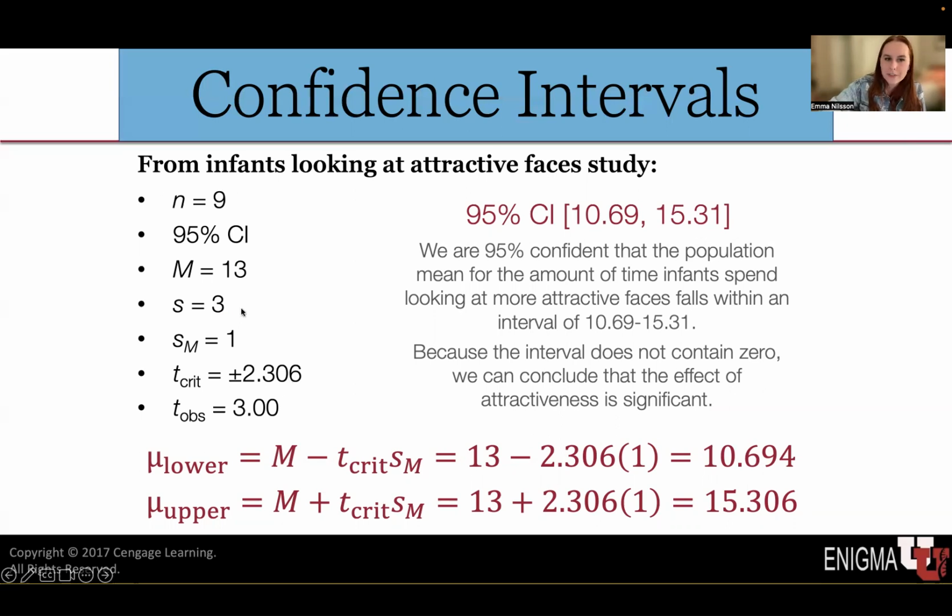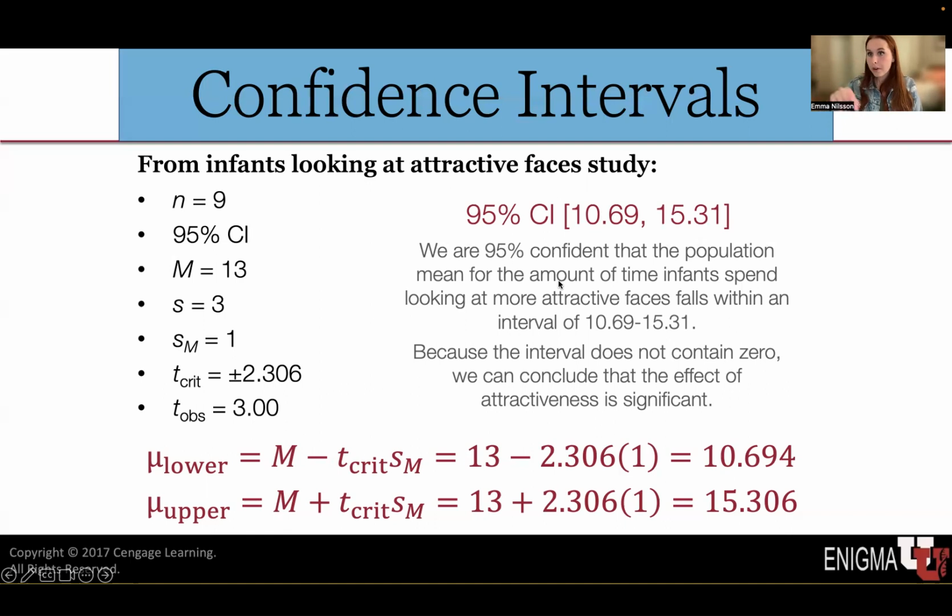We use all of that information to find the upper and lower limits of our confidence interval. So the lower is going to be your mean minus this value. So 13 minus your t-critical times your standard error. And then your upper limit is going to be your mean plus that. So these are our limits here.